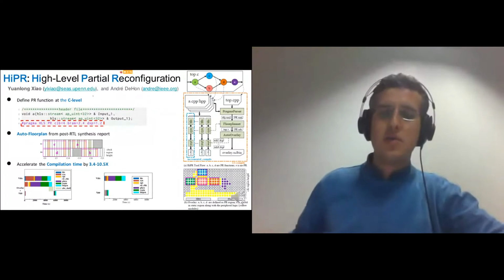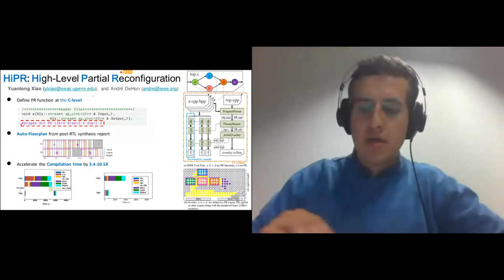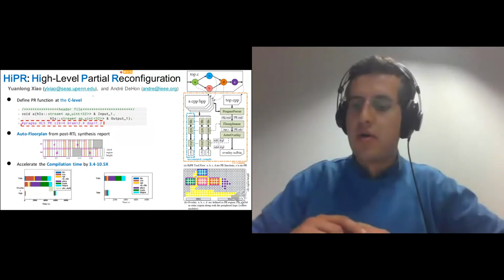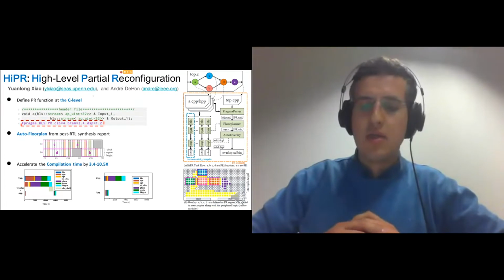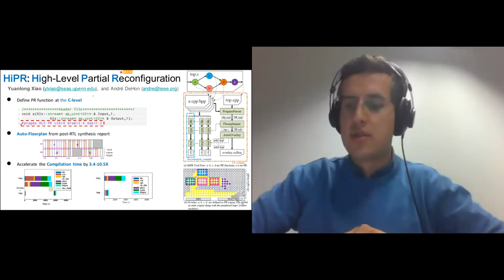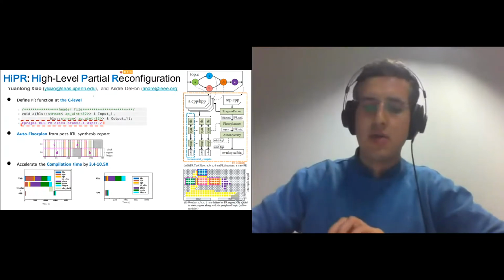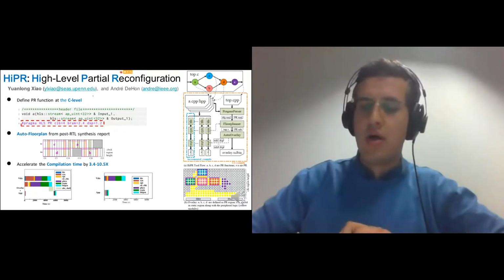The following poster is from the University of Pennsylvania, and it introduces a framework for defining partially reconfigurable functions at the C level, and then it automatically generates appropriate floor plan constraints for these functions, so that in subsequent function refinement, it can achieve from 3 to 10 times runtime reduction compared to synthesis or compilation with Vitis.